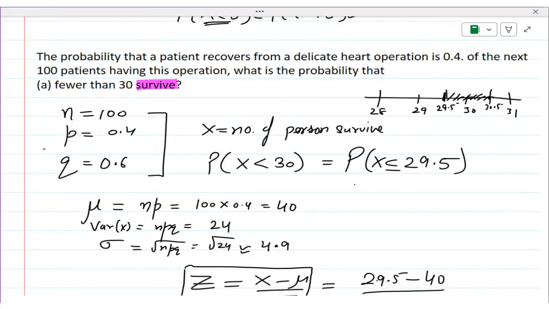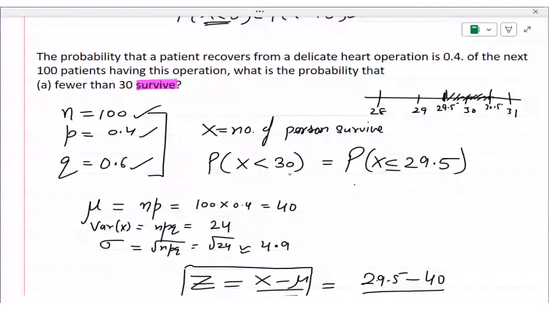So n is 100, probability of survival 0.4, not survival 0.6. What is X here? The number of persons who survive after this delicate heart operation. What we have to find is the probability that X is less than 30. The problem is binomial, but we are doing it with the normal distribution, because with the binomial it is very difficult to compute 100C30, 100C29. These things are difficult to compute.